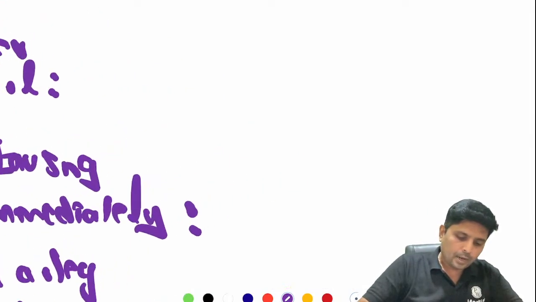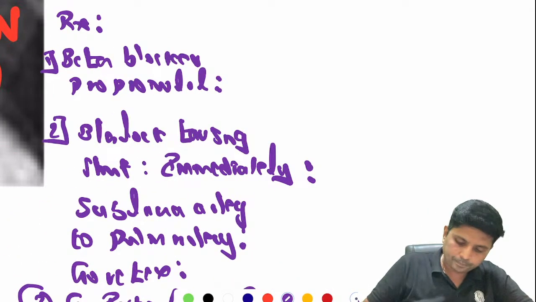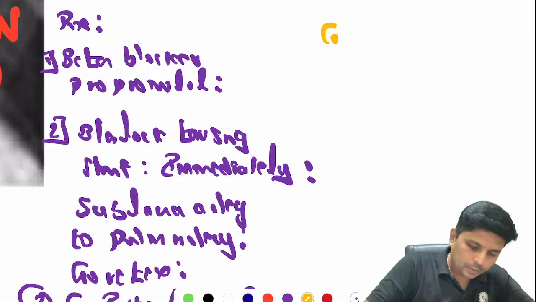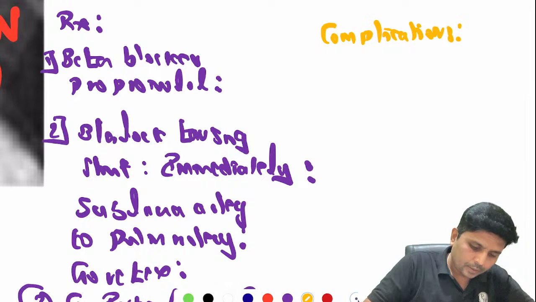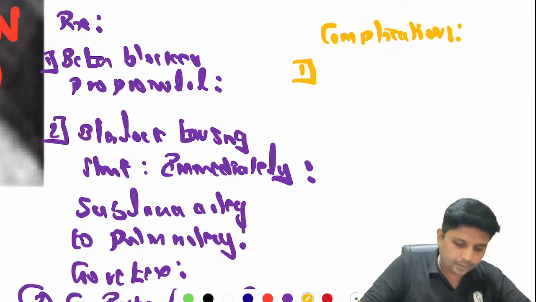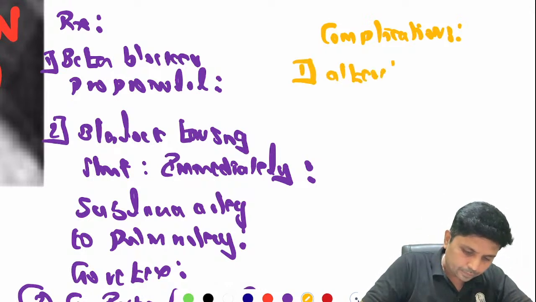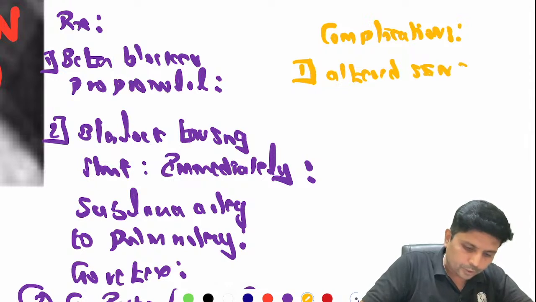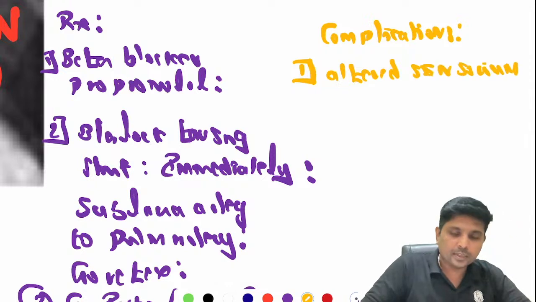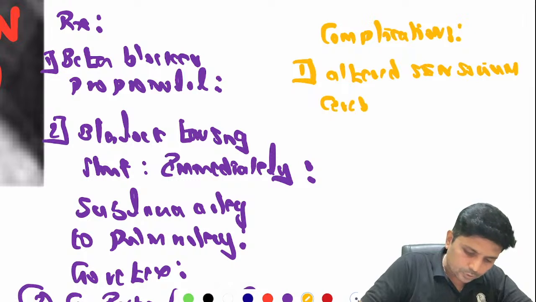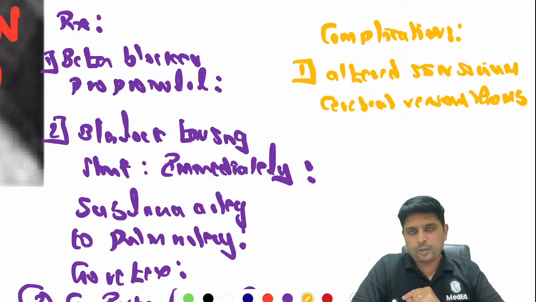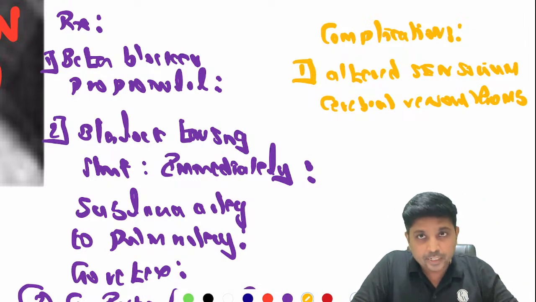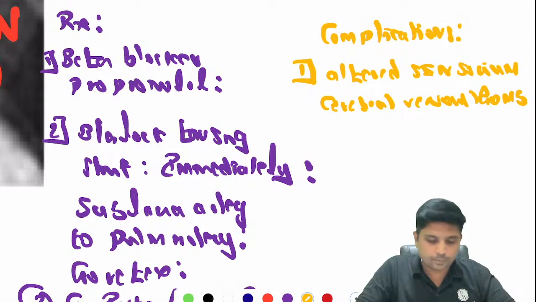What are all the other complications of tetralogy of Fallot? One, any child with tetralogy of Fallot who comes with altered sensorium, it means you are dealing with cerebral venous thrombosis, because there is an underlying polycythemia, increased viscosity, reduced velocity, which is the triad that comes into play.